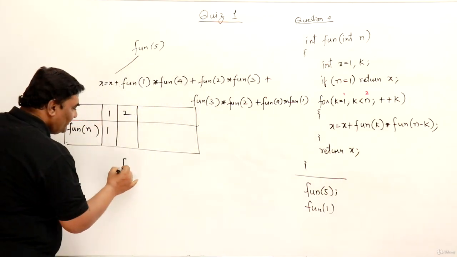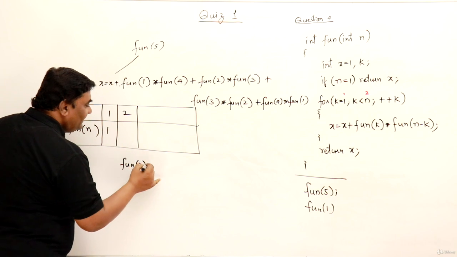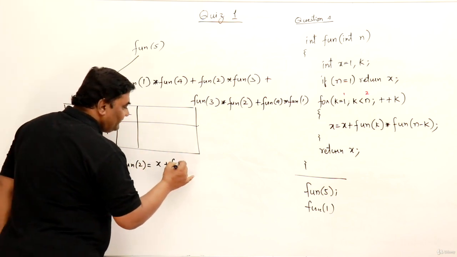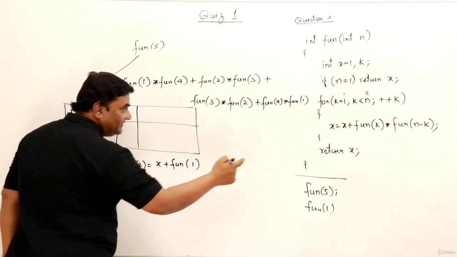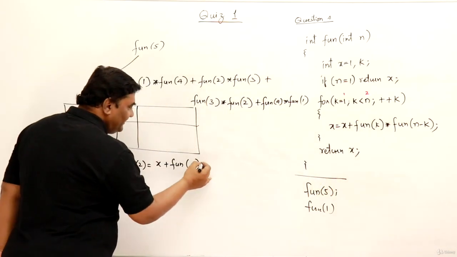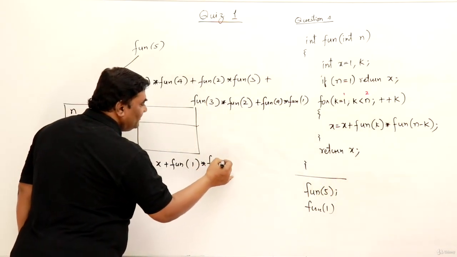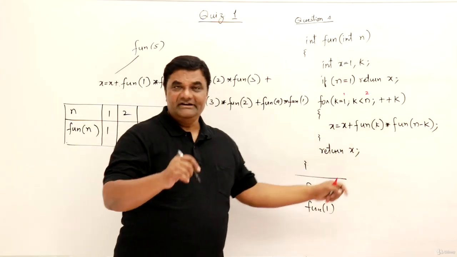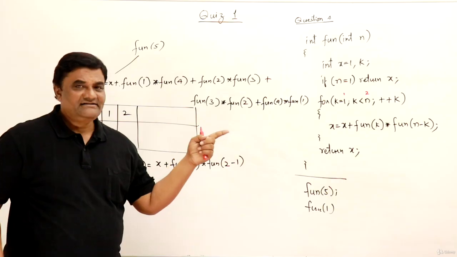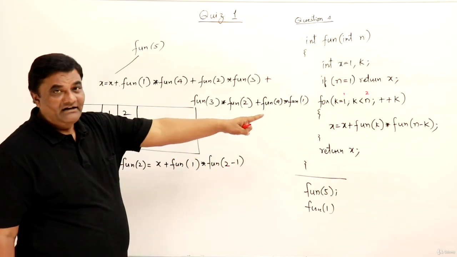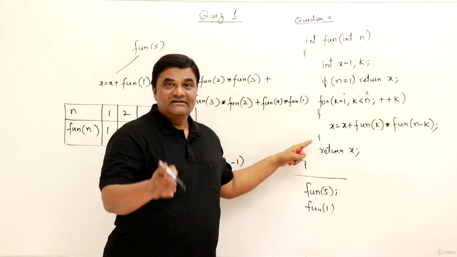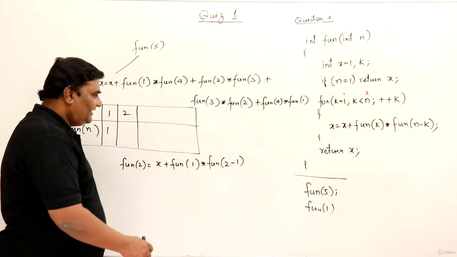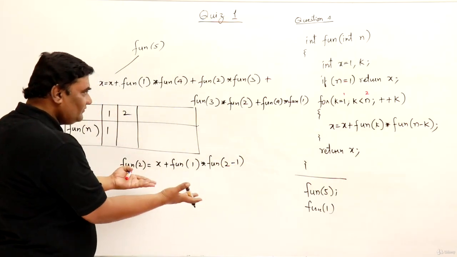So for fun of 2, it will be x plus fun of k, k is 1, into fun of 2 minus 1. k is 1, right? Only one time it will repeat. Just observe that, there is nothing to explain. You have to read and understand it. So this for loop will repeat for only one time, and that statement I wrote here.